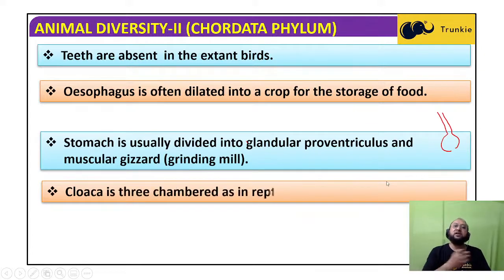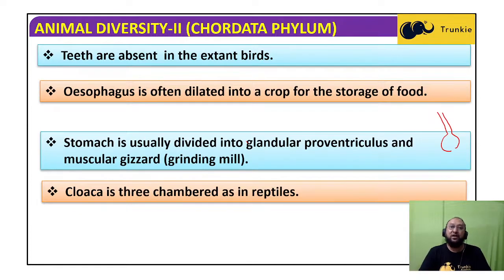The stomach is usually divided into a glandular proventriculus and a muscular gizzard. The cloaca is three chambered. The cloaca is the structure from where the wastes are removed, isn't it? So the cloaca is three chambered as in reptiles.